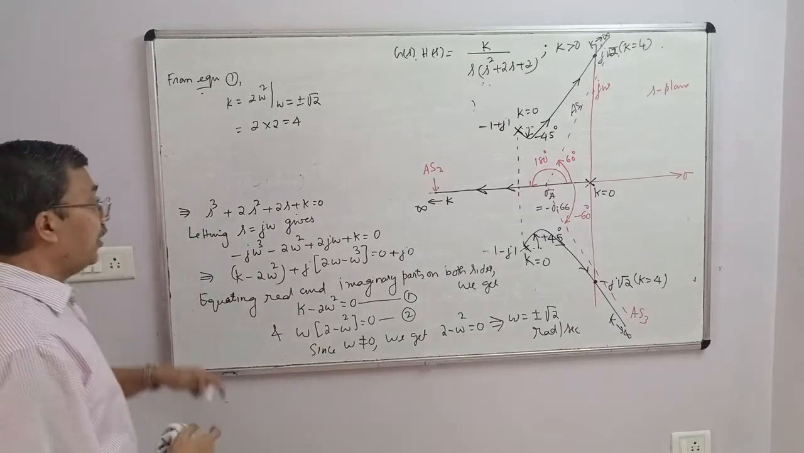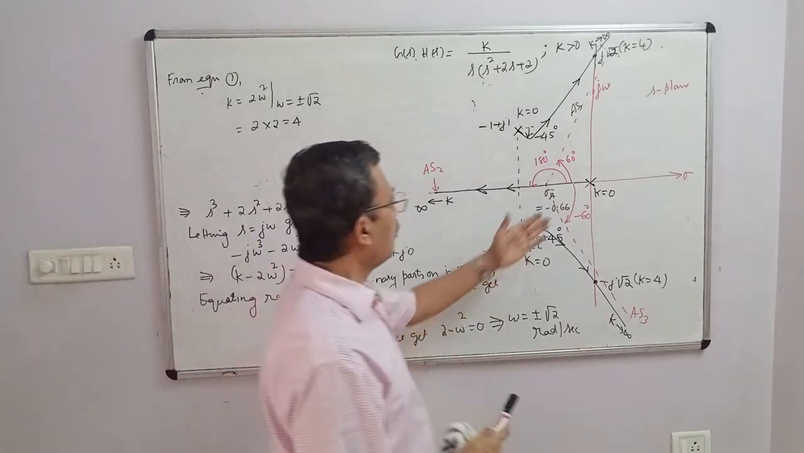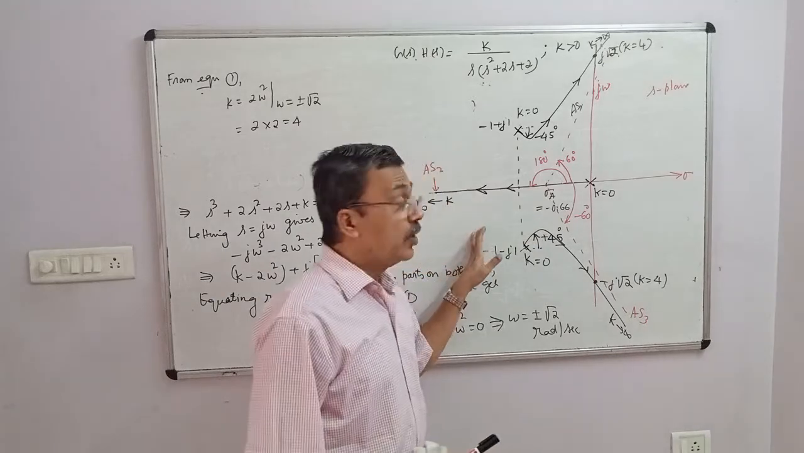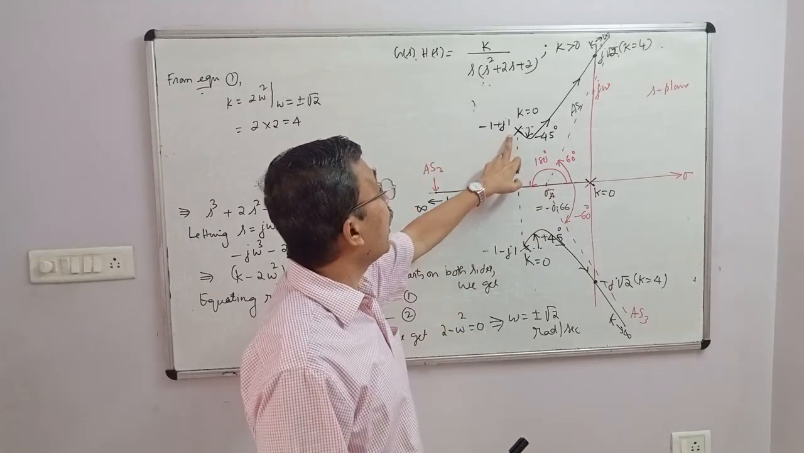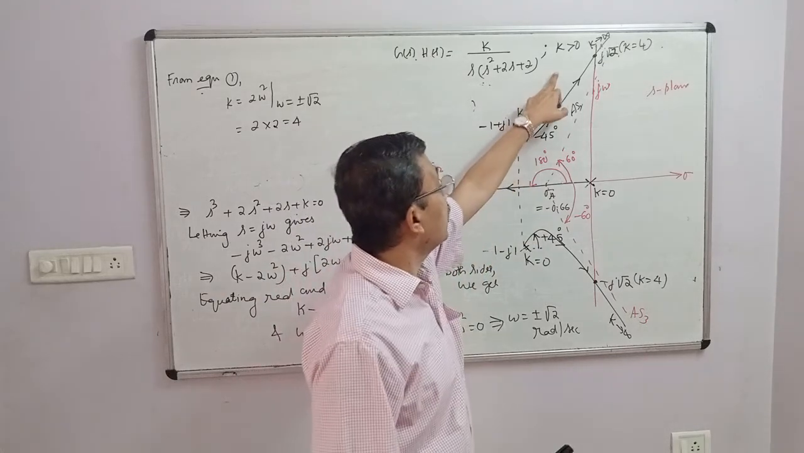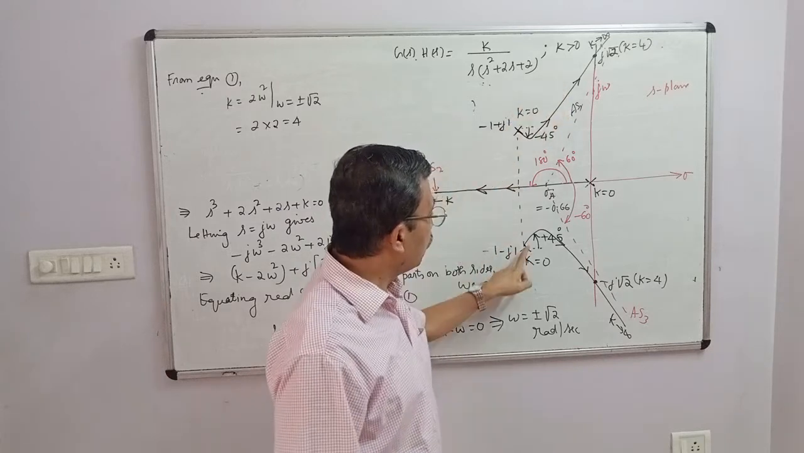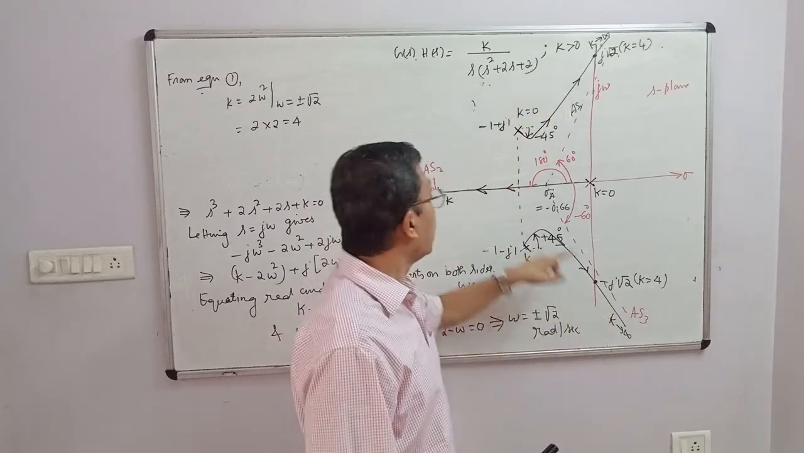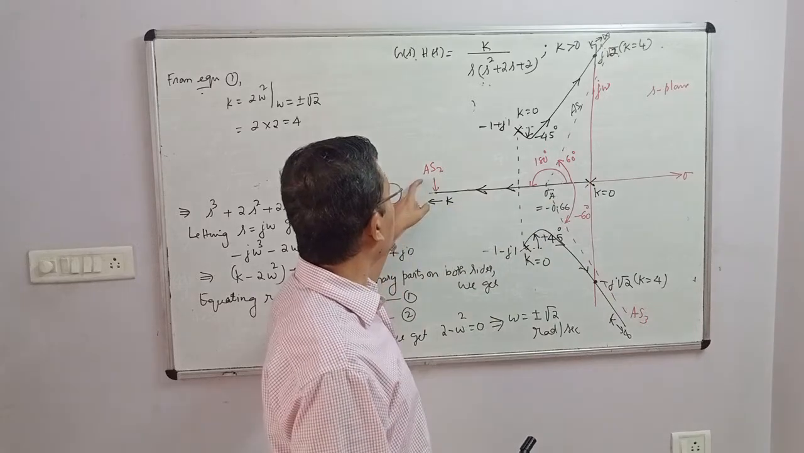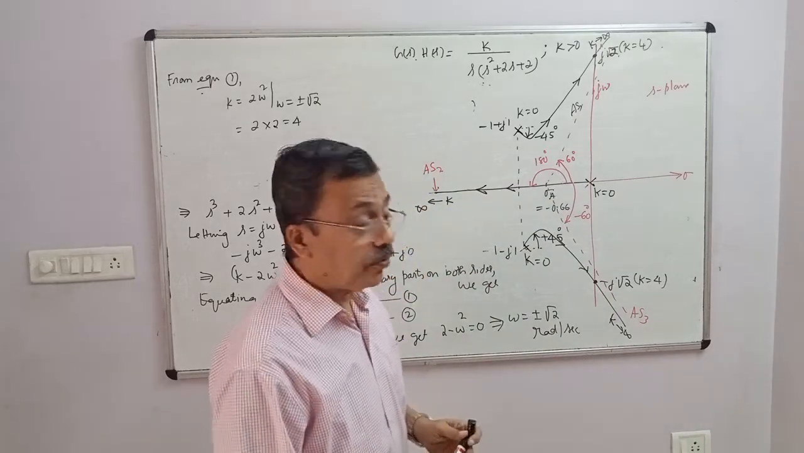So the speciality of this problem is there is no breakaway point. Therefore, this pole has to go along AS1. Symmetry demands this pole to go along AS3. This pole will go along AS2 to meet the zeros at infinity.